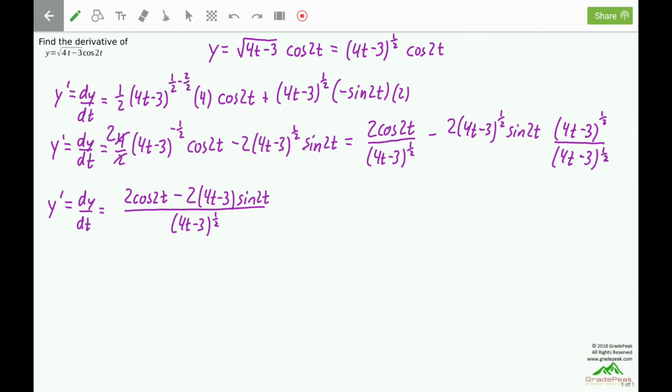The next step, we can factor out a 2 in the numerator. That's a possibility, and that will leave just a cosine 2t and a minus 4t minus 3 sine 2t, after factoring that 2 out. And the other thing that we can do here is rewrite the 1/2 power as 4t minus 3 to the first power and then square root. It'll look like that. And there's our factored version of our derivative y prime or dy dt.